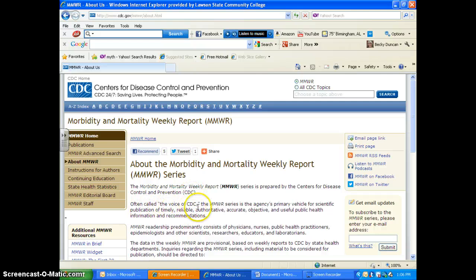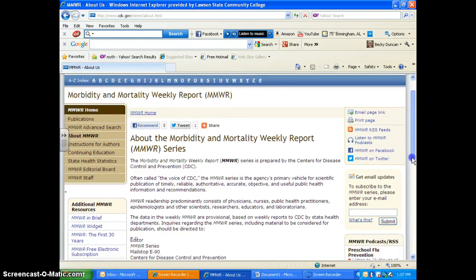Often called the voice of CDC, it's the agency's primary vehicle for scientific publication of timely, look at there, reliable, authoritative, useful public health information. So right there, it's saying this is how we get this information out to, I assume, the public, and it says the readership consists primarily of physicians, nurses, public health practitioners, epidemiologists, other scientists. So it's not even really just for the everyday person. This is for people in the profession. So that really elevates the origin, because this is something for professionals.